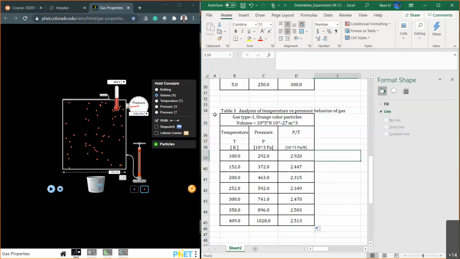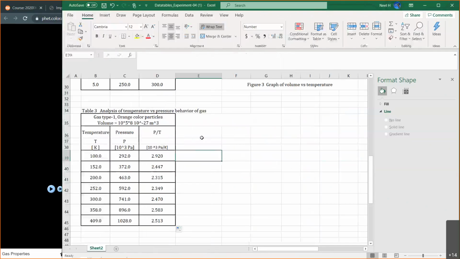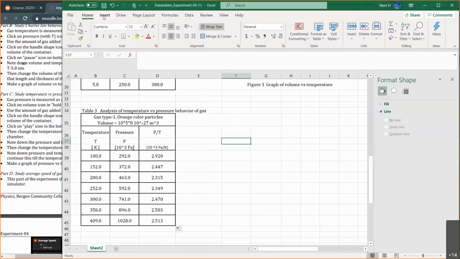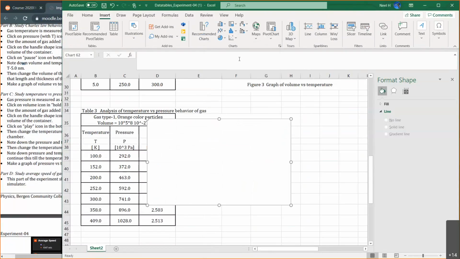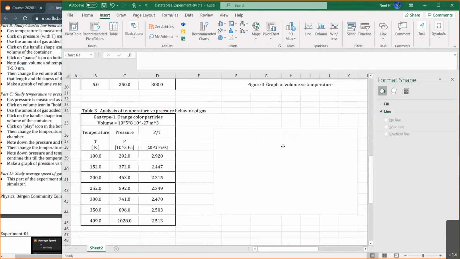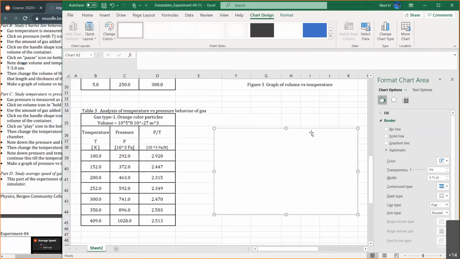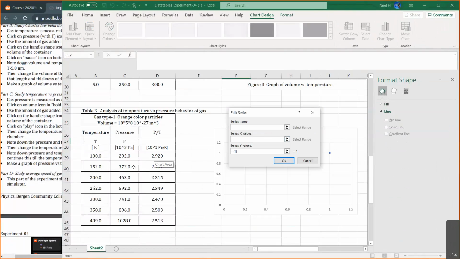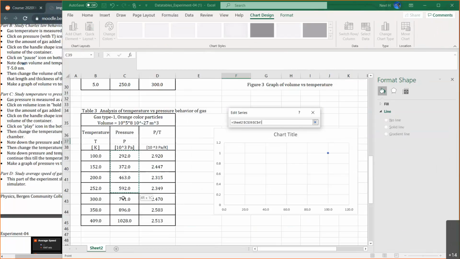Okay, then let's make a graph and see how the graph looks. Let's make a graph of P versus T. We are on part C, okay? Let's make a graph of pressure versus temperature and then discuss the behavior. Insert a scatter plot without anything, just make the graph sheet first, double click on the sheet, select data, and we are doing X as our temperature, and then Y is the pressure.